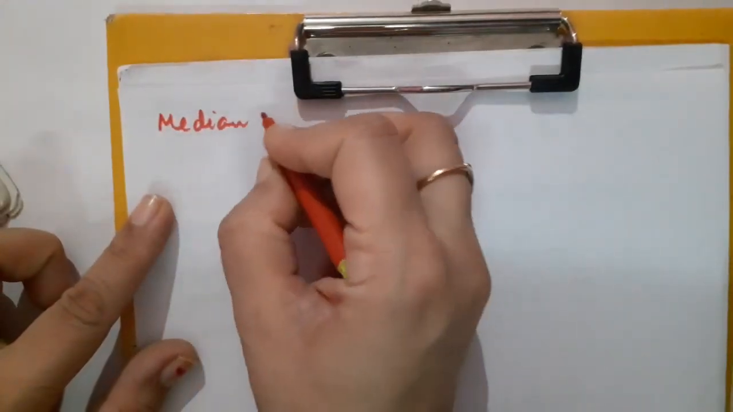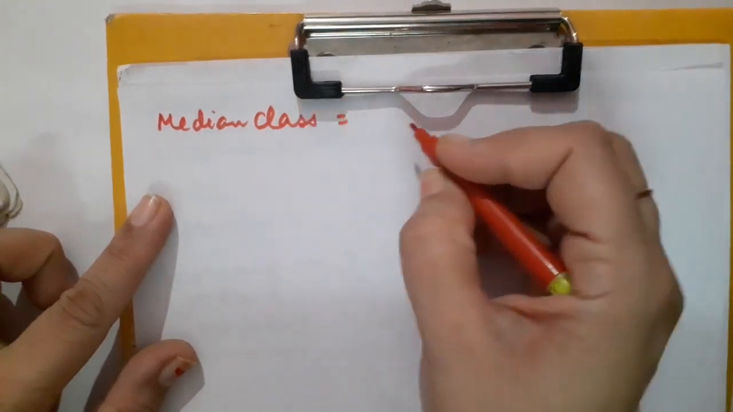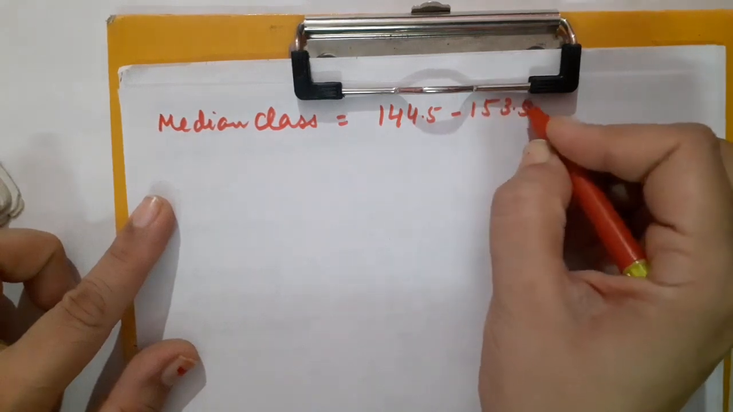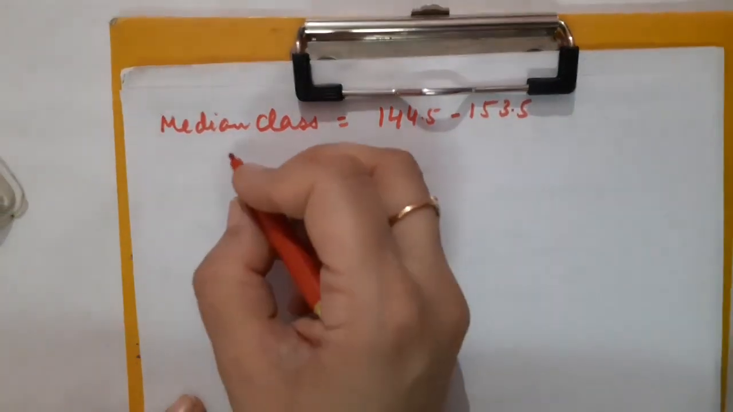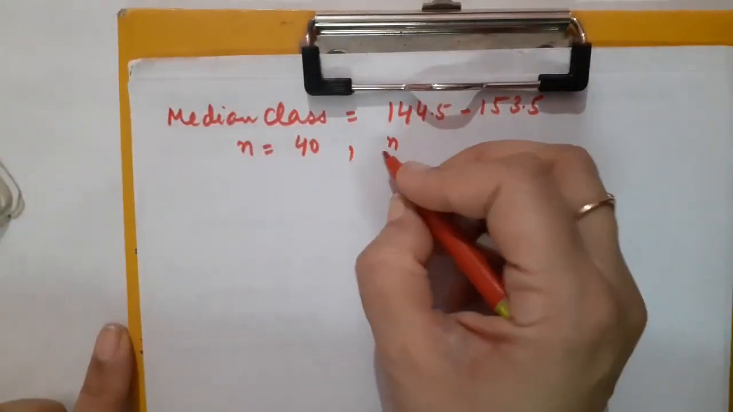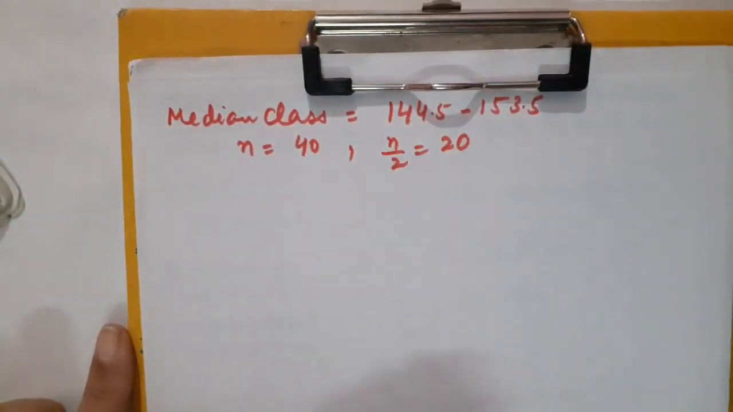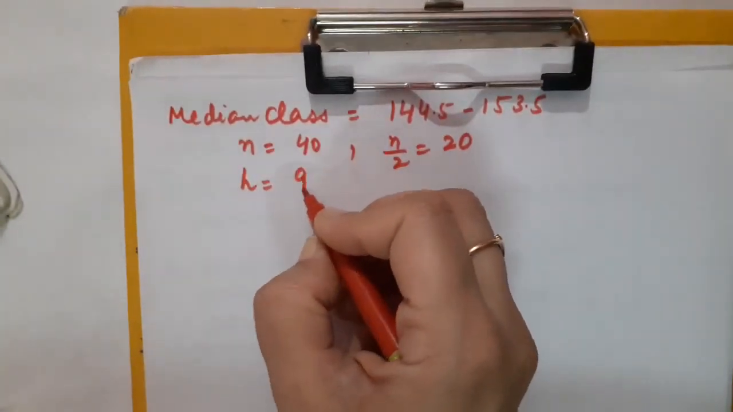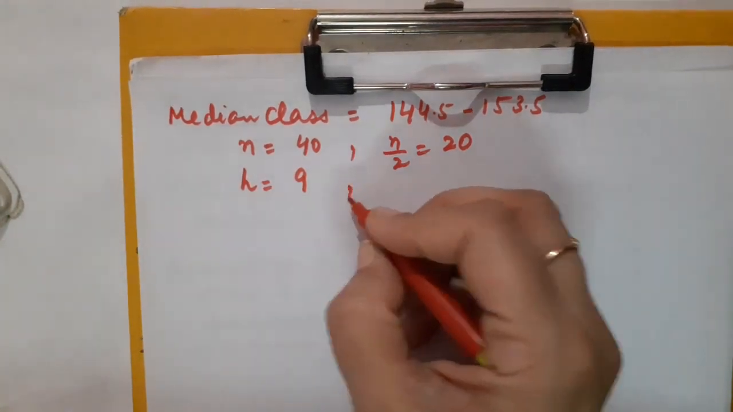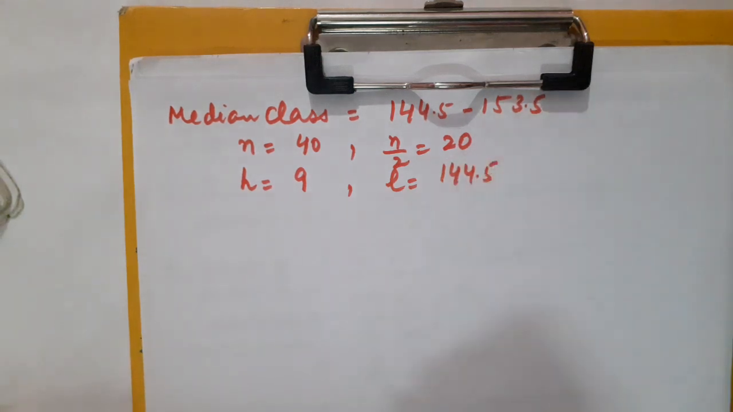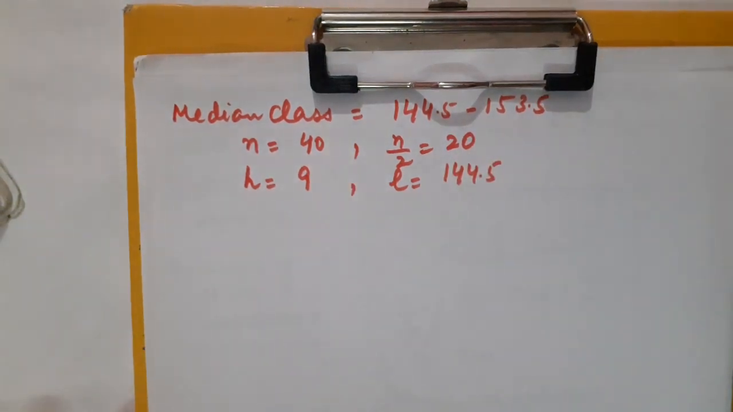So first of all, which median class is chosen? The median class is 144.5 to 153.5. I have just explained that right now. The number of observations is 40, but we have taken n by 2, which is the demand of the formula, so n by 2 will become 20. The class size we take of the continuous data, that is 9. Clear? Now what is the lower limit? 144.5 is the lower limit of the median class.